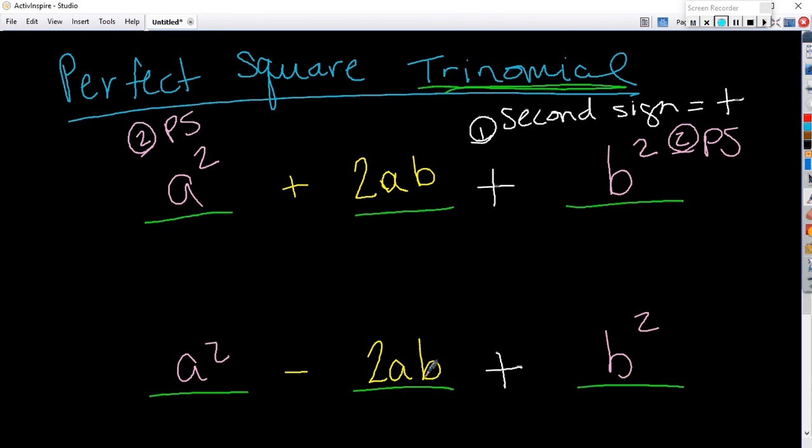Well, but these aren't going to be A and B. These are going to be like 49x squared and 16. Okay?